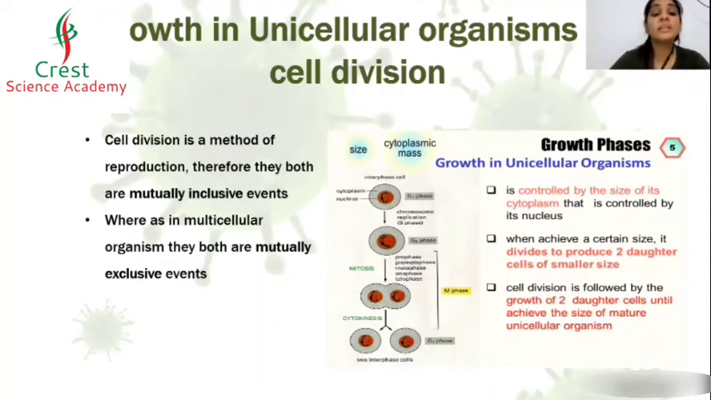That is, in the multicellular organisms they cannot occur simultaneously, whereas in the unicellular they can occur simultaneously. We can here see the growth in the unicellular organism. Here you can see the cytoplasm and nucleus. It enters the cell cycle through cell division.